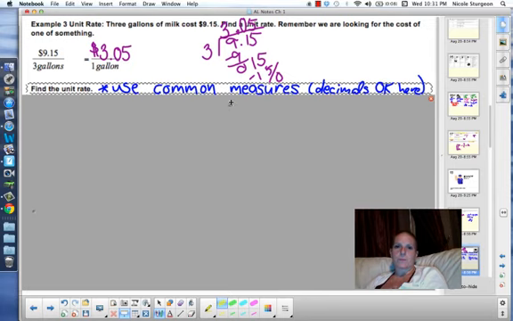So, with unit rate, it's acceptable to use common measures, and decimals are also okay with a unit rate. So, normally we would say that 3.05 cannot be part of a fraction. But because we're talking about rates, it's perfectly acceptable. So go ahead and pause, try these last few.